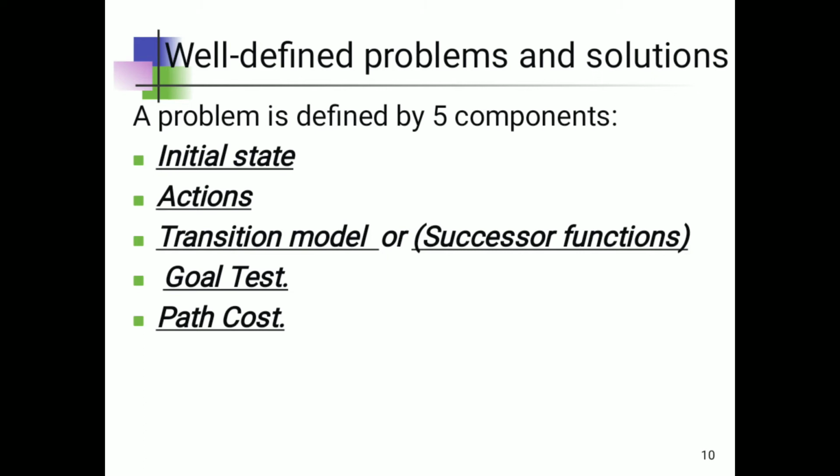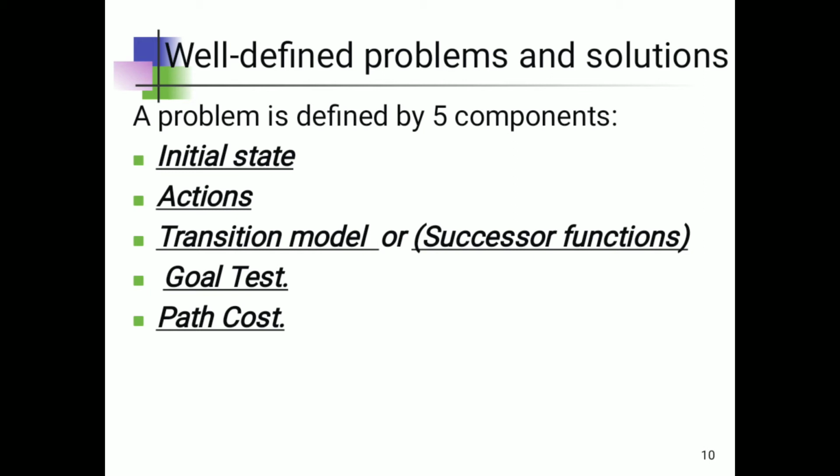So now the next one is well-defined problems and solution. What is the meaning of well-defined problems and solution? A problem is defined by 5 components: initial state, actions, transition model or successor function, goal test and path cost. So whenever we have to formulate the problem, that problem formulation takes place with these 5 components.